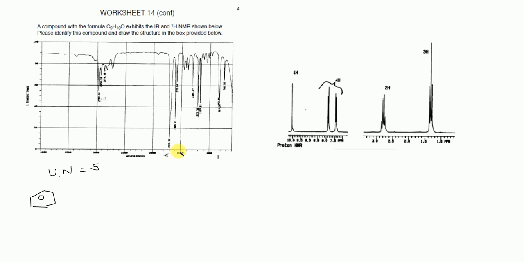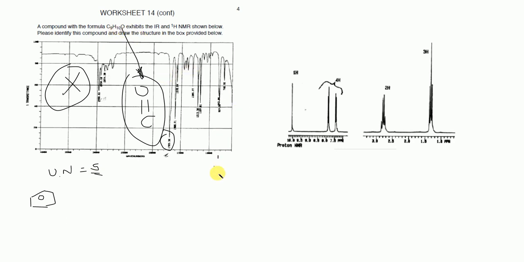So if I look into my 15, 16, 17, I see I have a 1700 peak, and that's going to be representative of a carbonyl. Okay, so this confirms all 5 unsaturation numbers now. Okay, and this is the oxygen as well being confirmed here. I have no OH peak, right? So this is not here. So this is definitely not an alcohol.